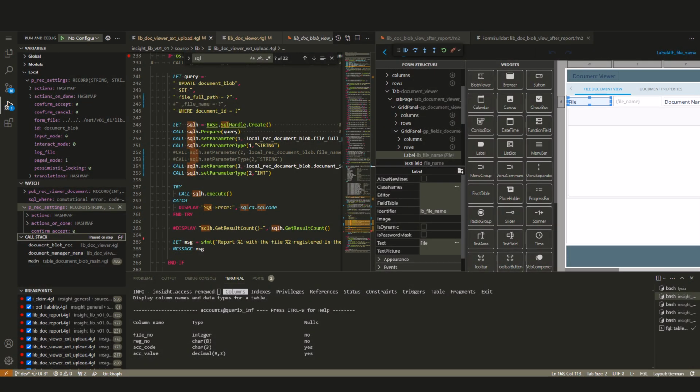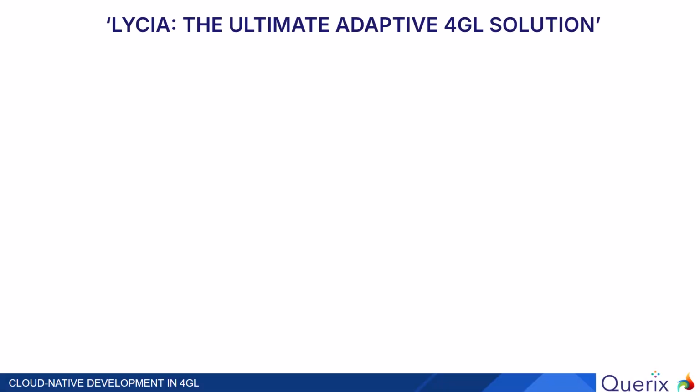Here you can take a look at our IDE, Lycia VS Code extension, that was created with the needs of both a 4GL developer and a business owner in mind. With Lycia, you can boost your productivity, minimize modernization and scaling costs, and maximize your results. Lycia is the ultimate adaptive 4GL solution.